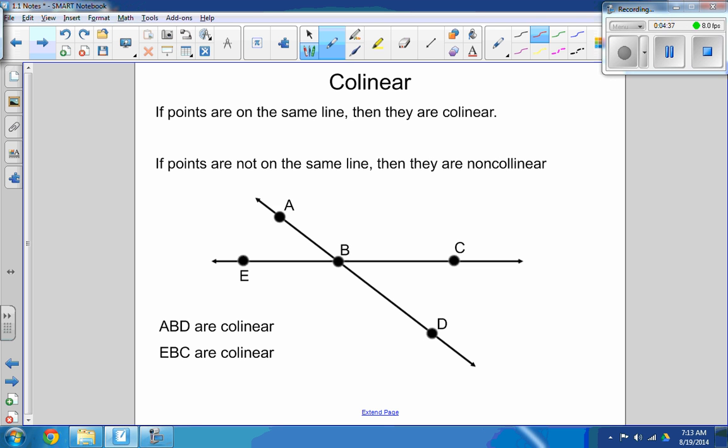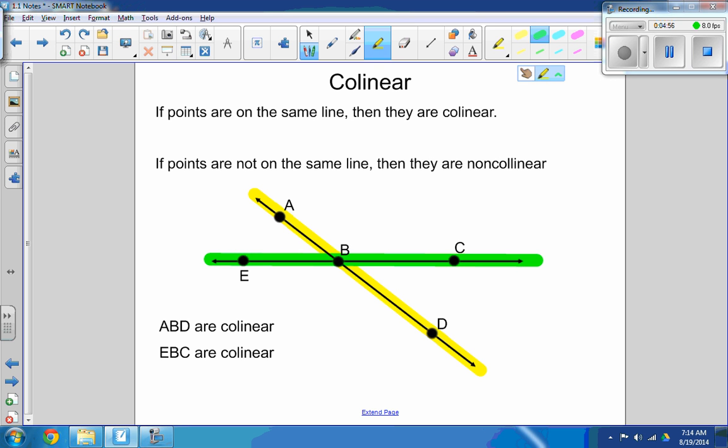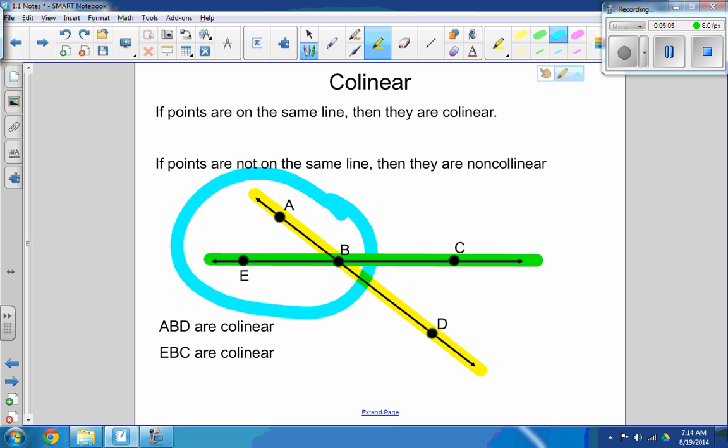Collinear. If points are on the same line, then they are collinear. If points are not on the same line, then they are non-collinear. So here, A, B, D are collinear. E, B, C are collinear. A, B, E are non-collinear because they're not on the same line.